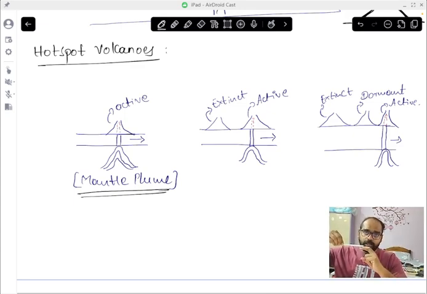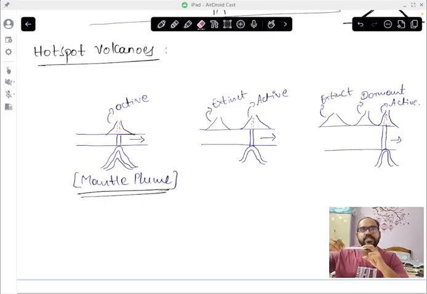In different parts of time, different parts of the plate comes into contact. Let's say 70 million years ago, this part of a plate comes into contact with this mantle plume. 60 million years ago, this part of the plate came into contact, and 50 million years ago, this part of the plate comes into contact with the mantle plume.